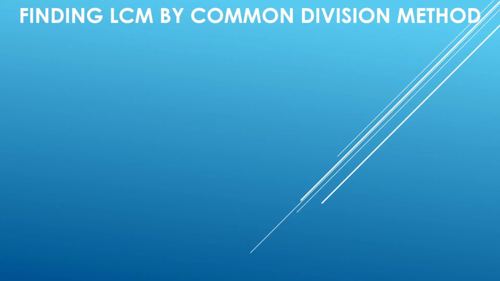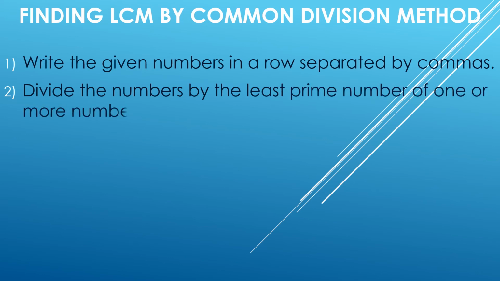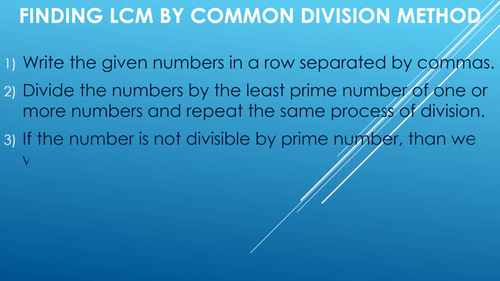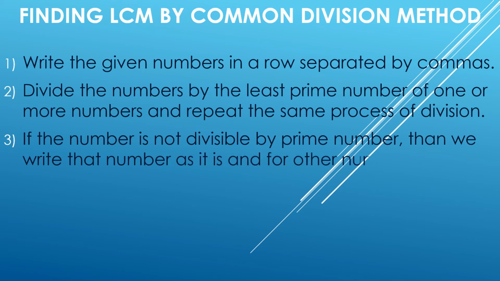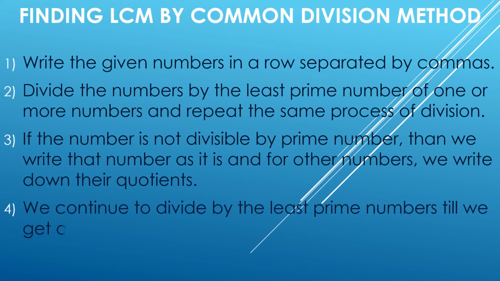The next is finding LCM by common division method. To find the LCM by common division method, number 1, we write the given numbers in a row separated by commas. Number 2, divide the numbers by the least prime number of one or more numbers and repeat the same process of division. Number 3, if the number is not divisible by prime number, then we write that number as it is, and for other numbers we write down their quotients. Number 4, we continue to divide by the least prime numbers till we get all the quotients as 1.